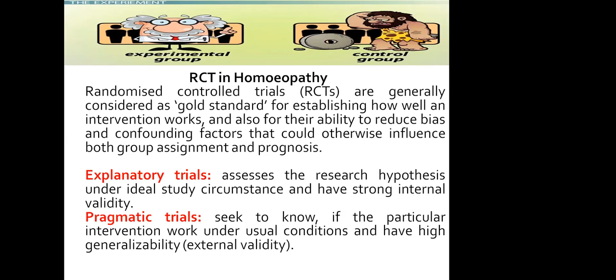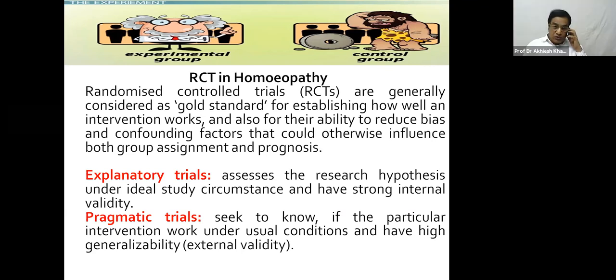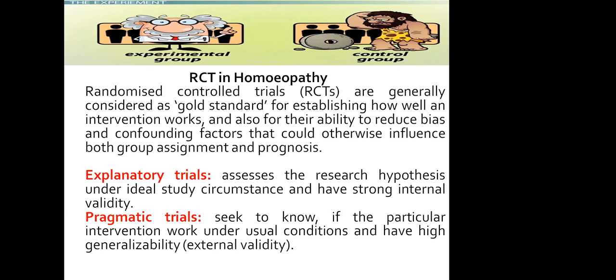We know that randomized controlled trials are generally considered the gold standard for establishing how well an intervention works, and also for their ability to reduce bias and confounding factors that would otherwise influence both group assignment and prognosis. Now, RCTs are broadly categorized into explanatory and pragmatic trials, which are the two ends of a continuum. The explanatory trial assesses the research hypothesis under ideal study circumstances, in a controlled environment, and these studies have a strong internal validity, meaning we can depend on the results of the given trial, but these trials may have very limited external validity.